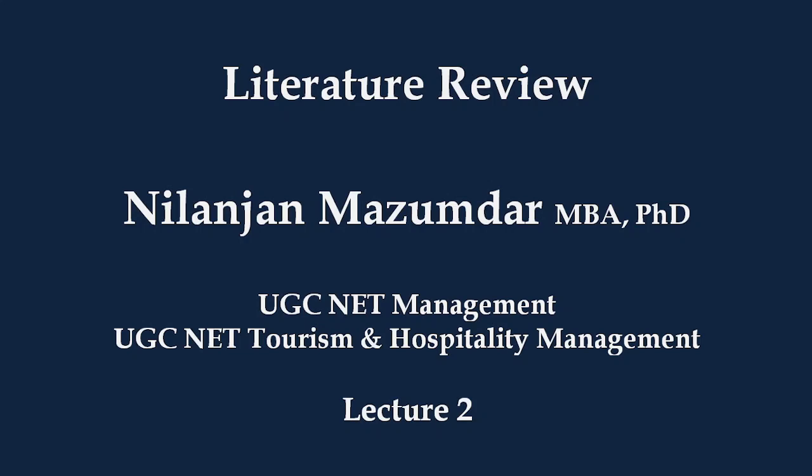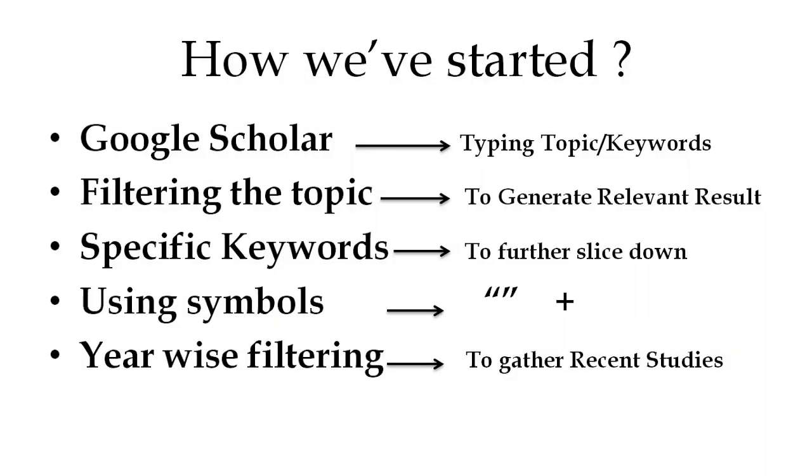Okay, so let us rewind about our previous lecture, how we have started. We have utilized Google Scholar. We have typed the topics and the keywords for filtering the topic so that we can generate relevant results. We had specified keywords to further slice down using symbols such as plus and connotations, and year-wise filtering to gather recent studies. So there are so many ways of doing a literature review.